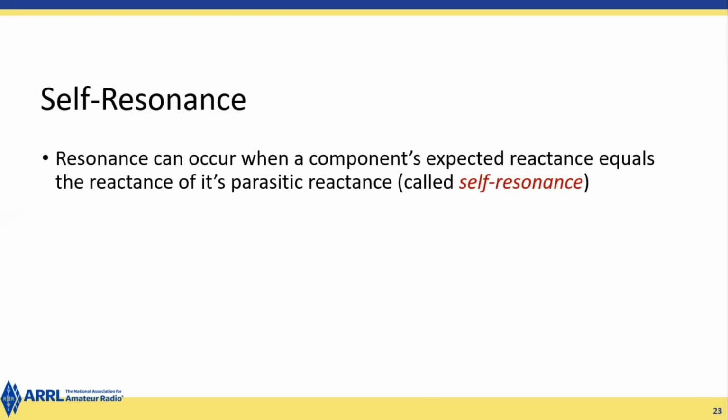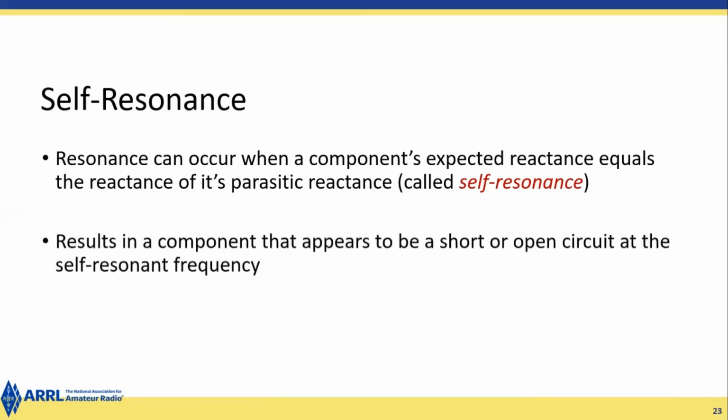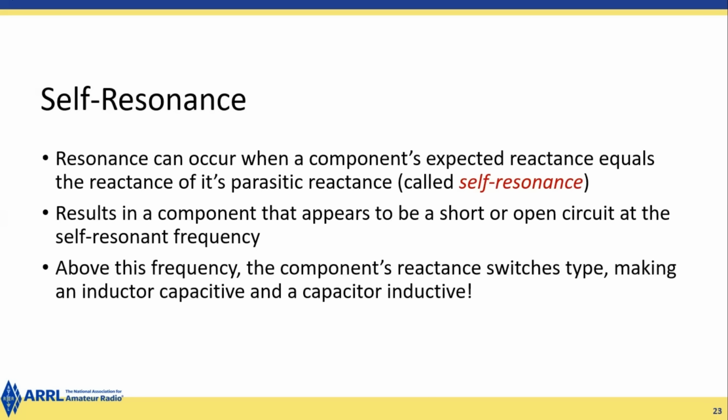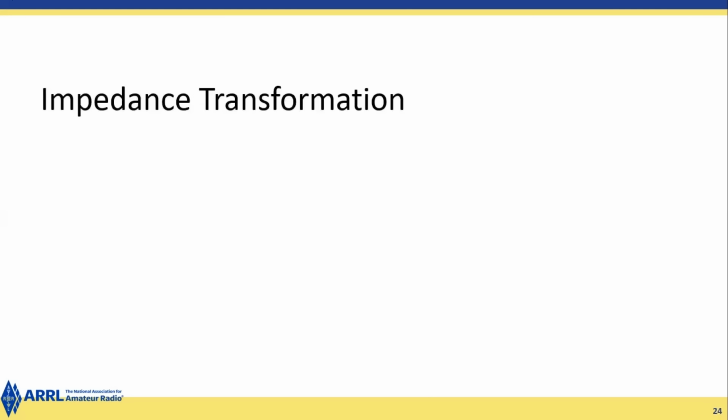Self-resonance. Resonance can occur when a component's expected reactance equals the reactance of its parasitic reactance, called self-resonance. Self-resonance results in a component that appears to be a short or open circuit at the self-resonant frequency. Above this frequency, the component's reactance switches type, making an inductor capacitive and a capacitor inductive. So that's above the self-resonance frequency of the device.